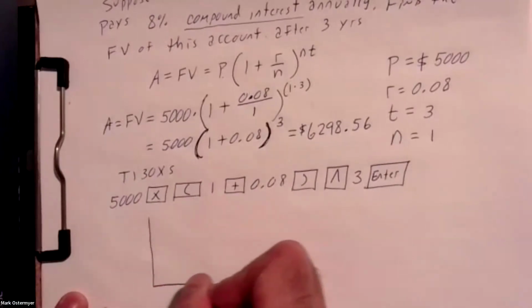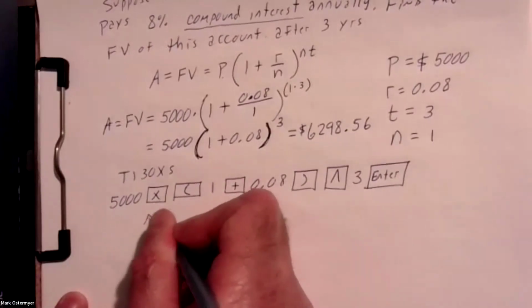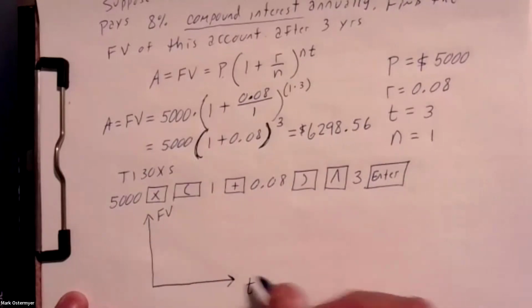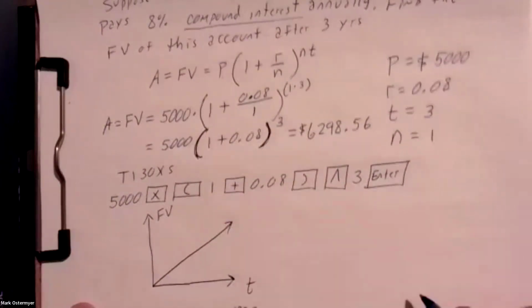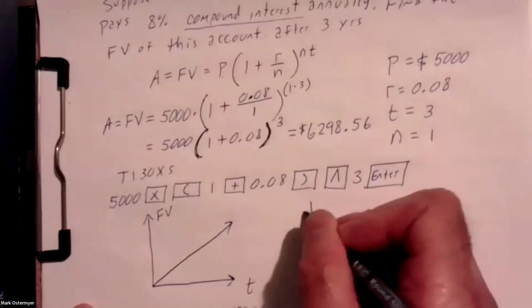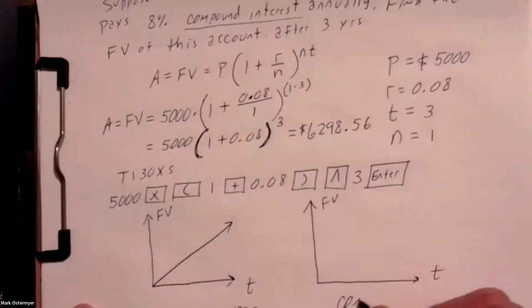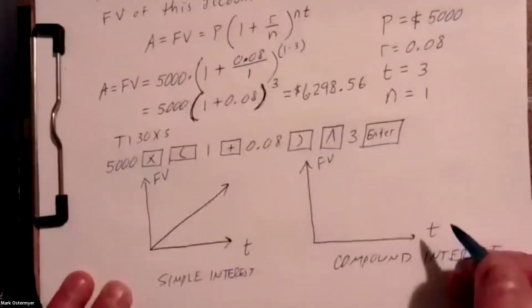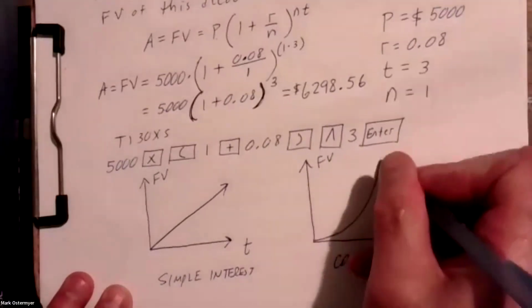In fact, I can show you the difference with the graph between simple and compound interest. Horizontal axis is time, the vertical axis is the future value. Simple interest grows at a linear rate. This is the growth of simple interest. But here's how compound interest grows. Compound interest grows at an exponential rate. Its growth is like this.